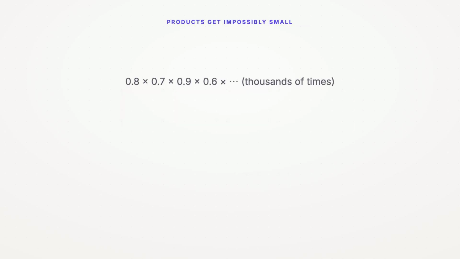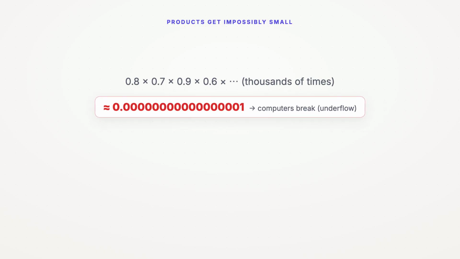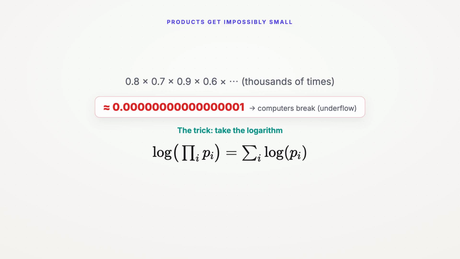Now here is a very practical problem. With thousands of examples, we are multiplying thousands of numbers, each one smaller than 1. And multiplying small numbers gives an incredibly tiny result. Something like 0.000, on and on. Computers simply cannot hold numbers that small without breaking. So we use a beautiful trick. We take the logarithm. The log has one magic property.